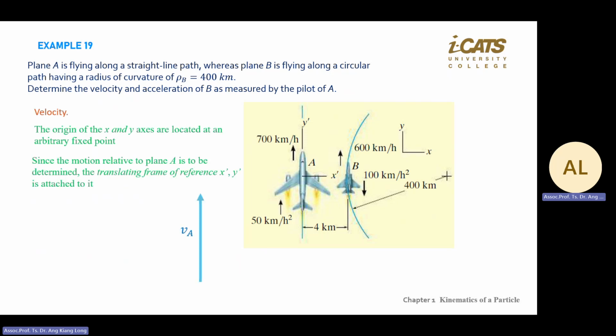Okay, the rest you read. So this is the vector diagram that you can draw. Because the two aircraft are going in opposite directions. A is moving up, B is moving down. So VA moves up, VB in this case, I point up.